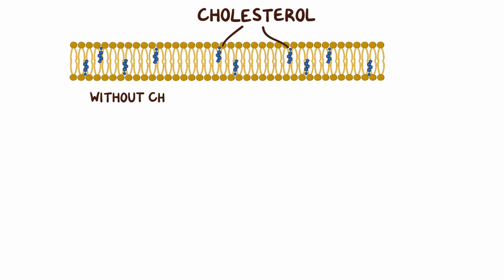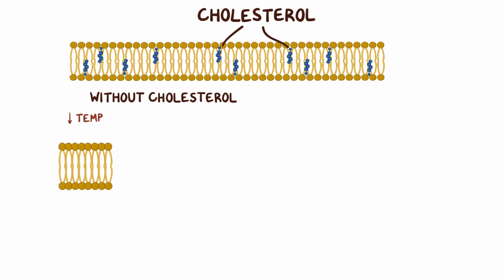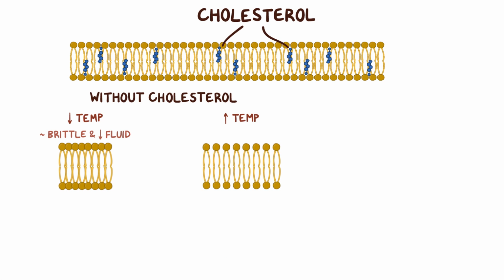In addition to phospholipid bilayers, membranes also contain cholesterol. Without cholesterol, at low temperatures, phospholipids pack tightly together and become less fluid, and that makes the membrane brittle. Without cholesterol at high temperatures, the phospholipids separate from one another, and that makes the membrane leaky and weak. So the role of cholesterol is twofold.